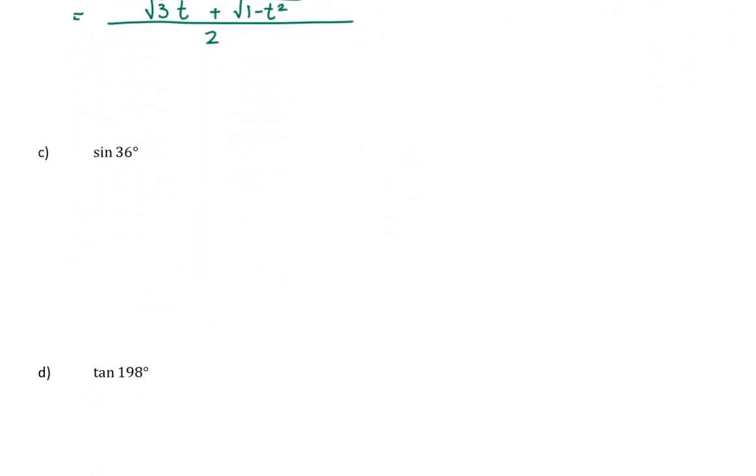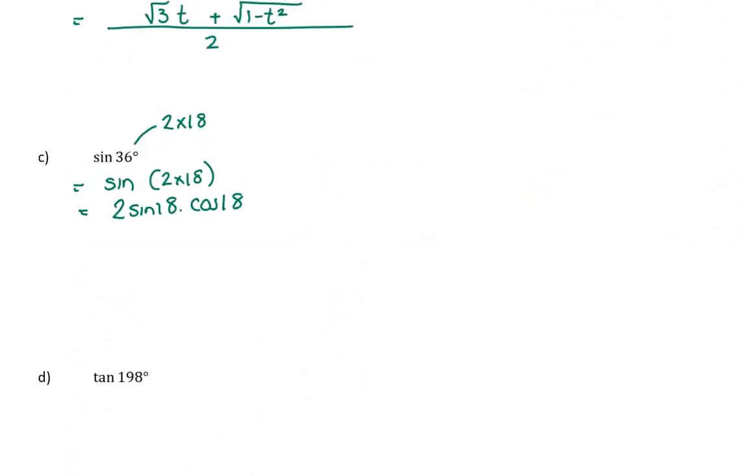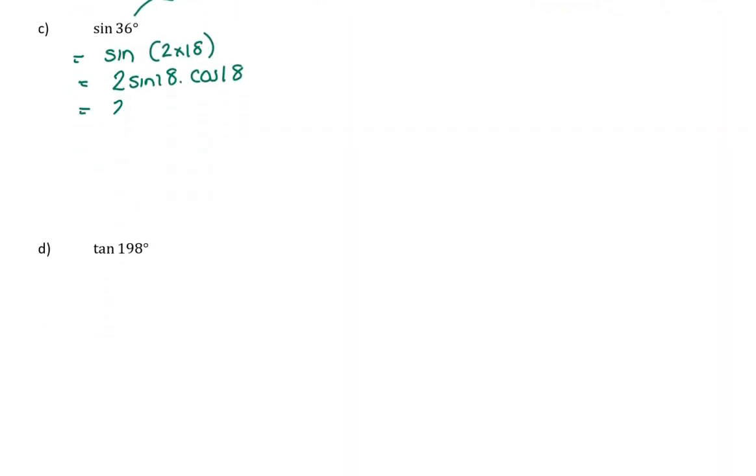Right, next one, sine 36. Now, I see 36, I think double 18. And if I checked an axis, it would be 90 minus, I think, 54. Well, 54's got nothing to do with what I'm talking about, so definitely double angle, quite useful here. So this is sine of double 18. So this changes this to 2 sine 18 cos 18. And I think sine 18 was the t. Yep, sine 18 was t. So this is 2t times root 1 minus t squared. Right, on to the next one.